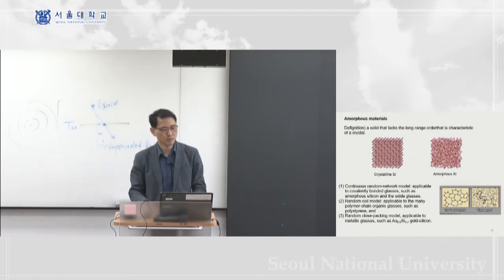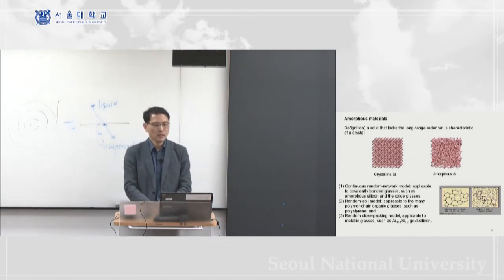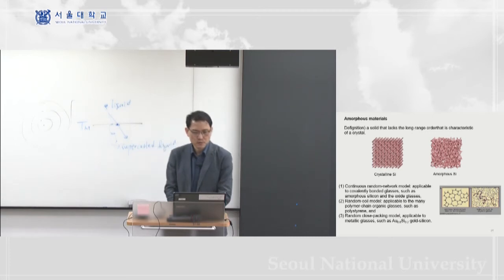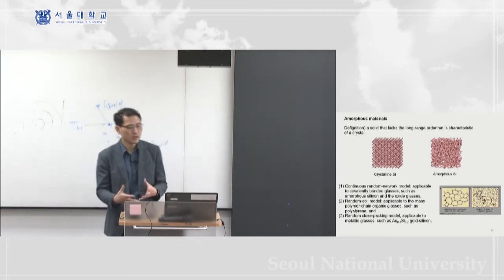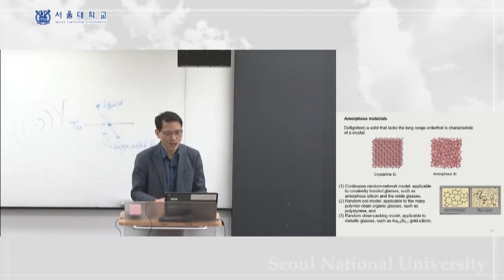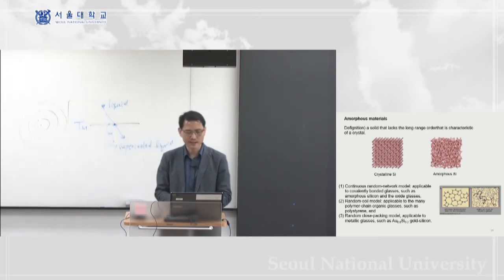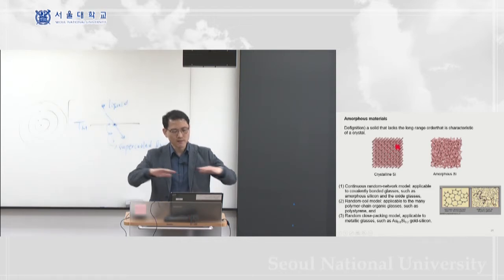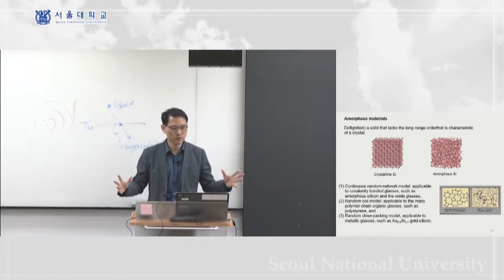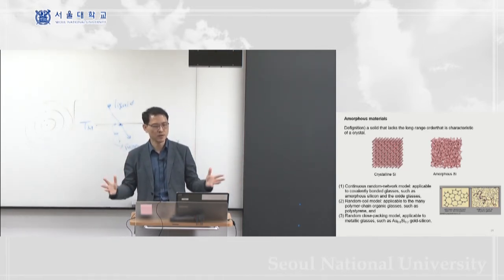Okay, so the last topic today is amorphous material. The definition of an amorphous material is that it is basically a solid, but it does not have the long-range order that is characteristic of a crystal. For instance, this is silicon, so it has an order that extends far beyond its nearest neighbor, a well-developed order throughout the whole space. This is a characteristic of the crystal.